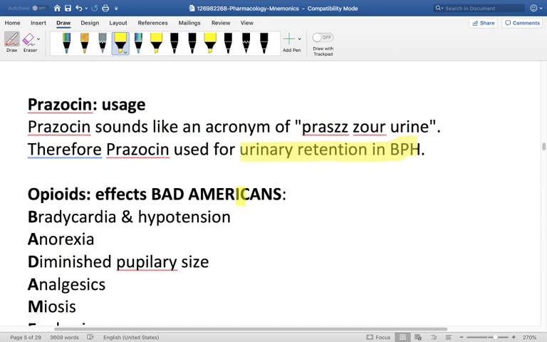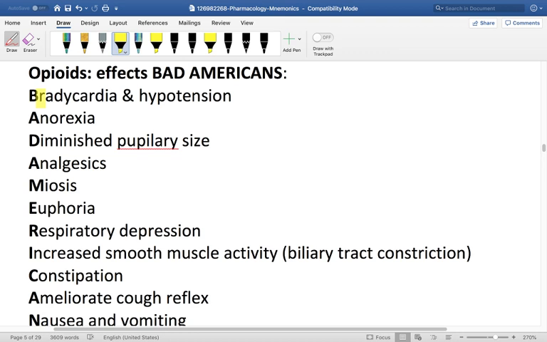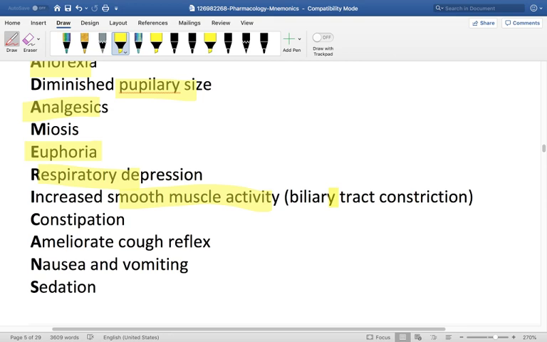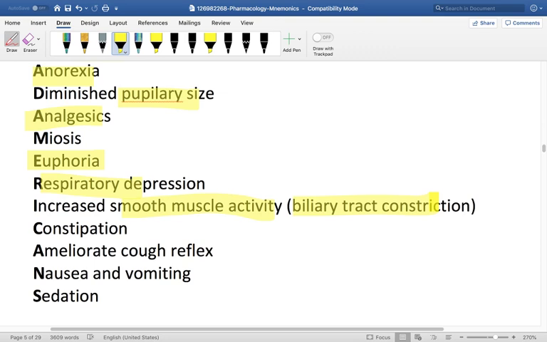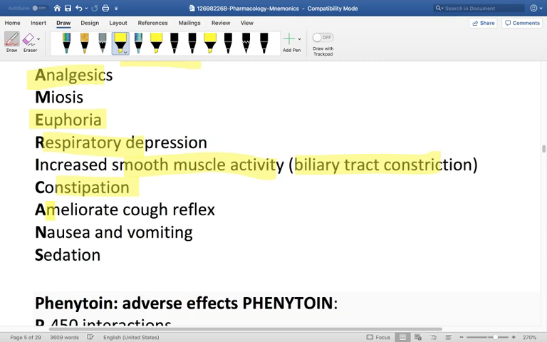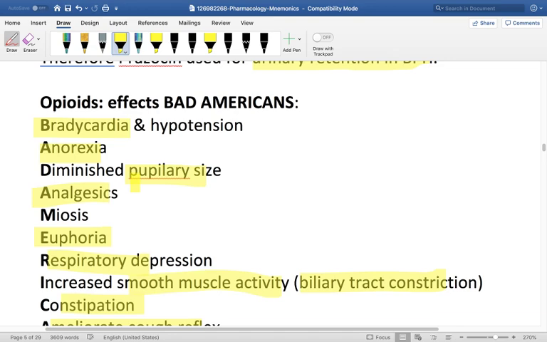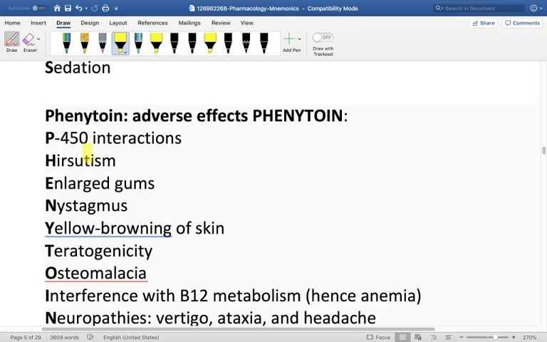Now, what are the opioid effects, doctor? Opioids lead to bradycardia, hypotension, anorexia, diminished pupillary size, meiosis, analgesia, euphoria, respiratory depression, increased smooth muscle activity. If you give an opioid for pain when the patient already has a biliary spasm, it can worsen. Similarly, constipation. They will ameliorate the cough reflex. That is why a lot of cough syrups have codeine and other opioids. Nausea, vomiting, sedation.